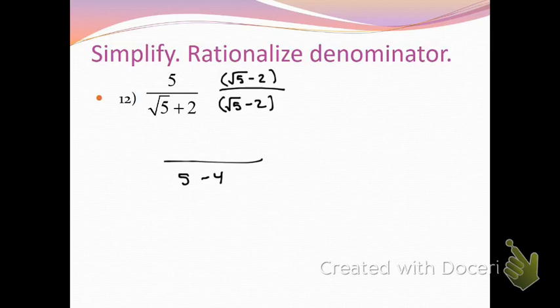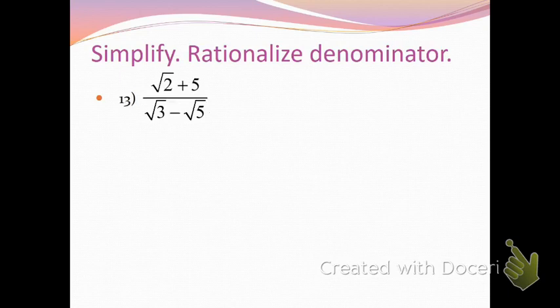And then in my numerator, I'm going to take that 5 times this binomial, which would give me what? 5 square root 5 minus 10. And then what's 5 minus 4 in the denominator? 1. So I get 5 square root of 5 minus 10 all over 1. Can I just write it like that, though? So what I do, I rationalize the denominator. How did I rationalize the denominator? By multiplying by the conjugate. Conjugate. Okay, here we go.